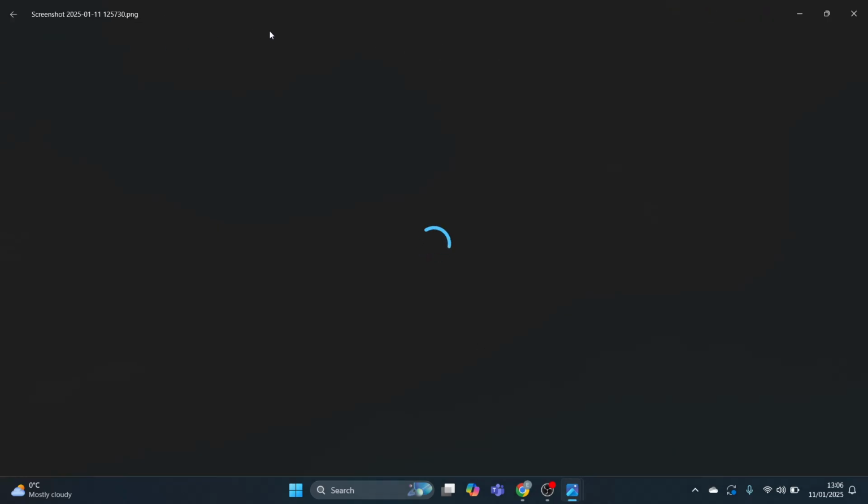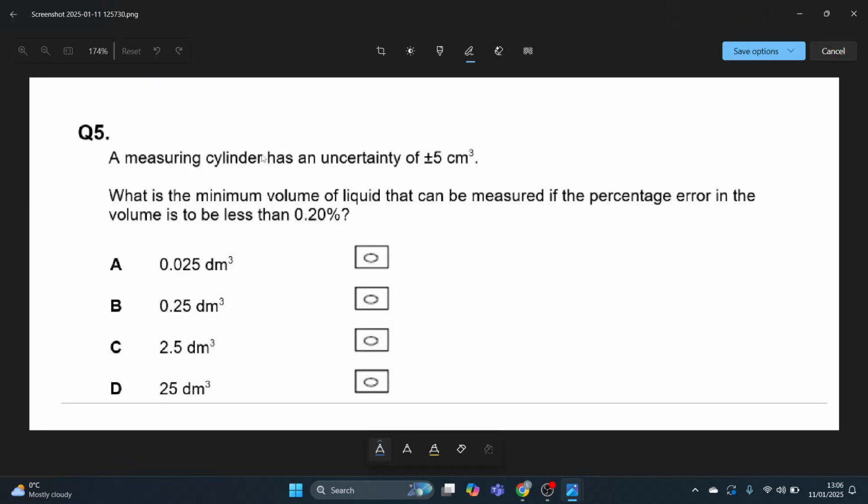Question 5. This one's worded a bit differently. A measuring cylinder has an uncertainty of 5 centimeters cubed. What is the minimum volume of liquid that can be measured if the percentage error is to be less than 0.20%? So we need to find the percentage error for each one and then work out which one is lower than that. So we need to firstly convert into centimeters cubed, so that's times by 10 to the power 3.